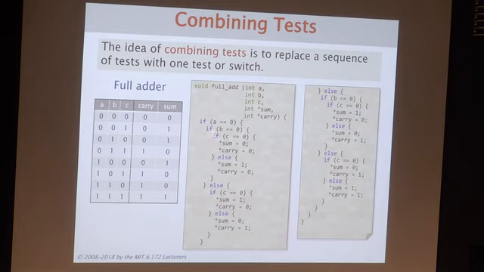It's first going to check if A is equal to 0. If so, it checks if B equals 0. If so, it checks if C is equal to 0. And if that's true, it returns 0 and 0 for the 2 bits. And otherwise, it returns 1 and 0, and so on. So this is basically a whole bunch of if-else statements nested together.